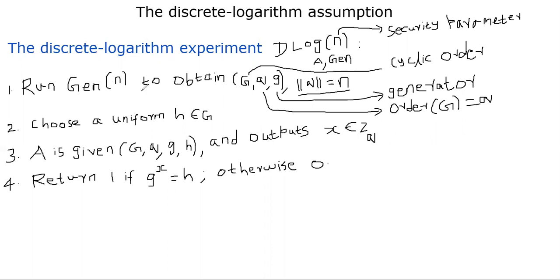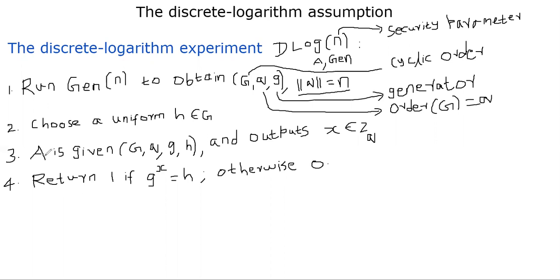The first step is to run an algorithm called the group generation algorithm. Let's call it Gen, which takes n as the input. It will return a cyclic group G, the order of the group q, and a generator g. Those are the parameters it will return. Then the next step, we choose a uniform element h from the group G, randomly picking a group element. We know how to pick a group element, we saw in the previous segments.